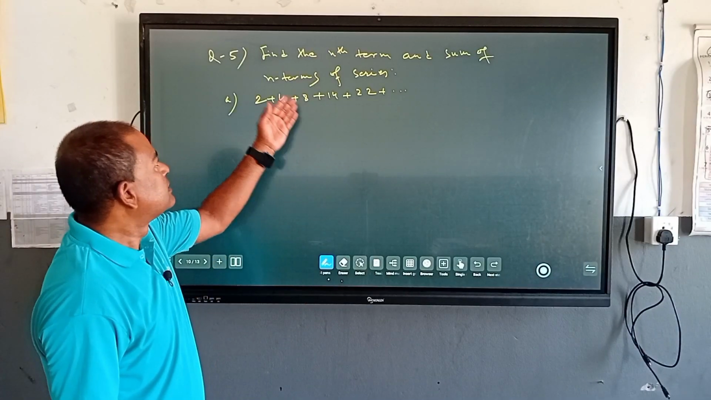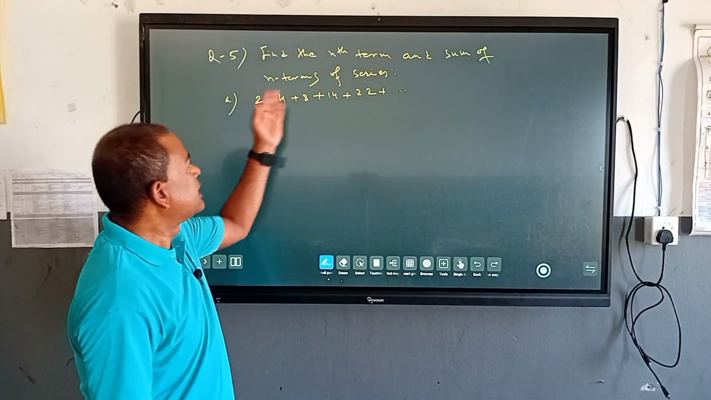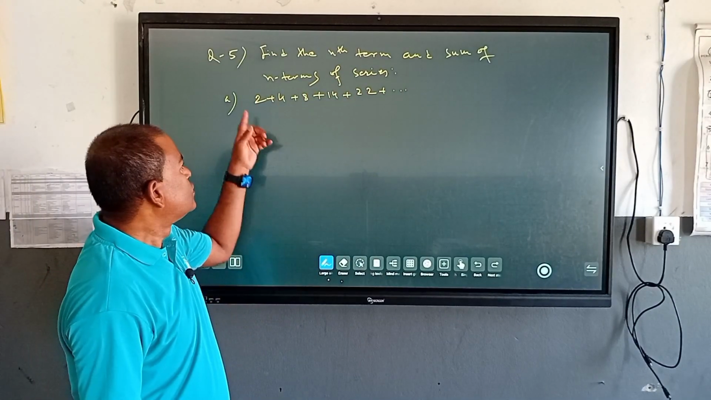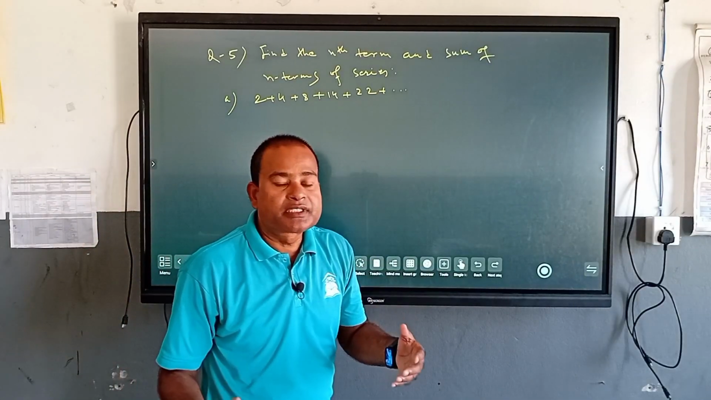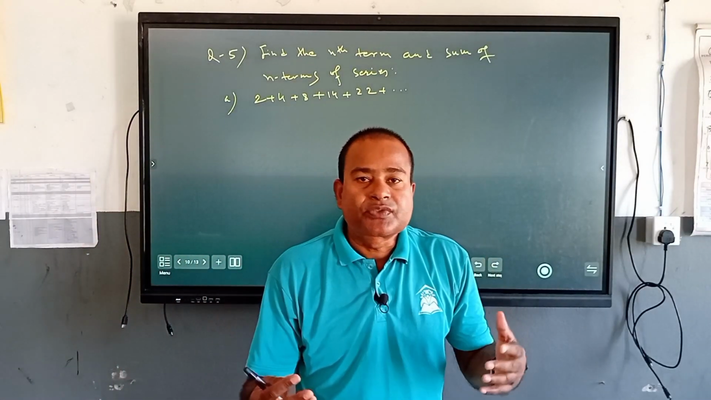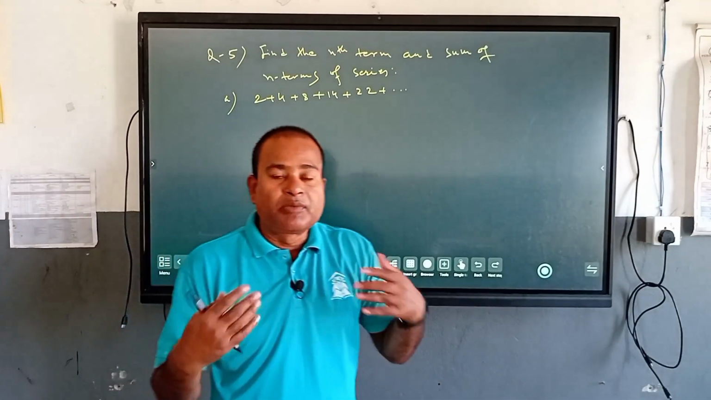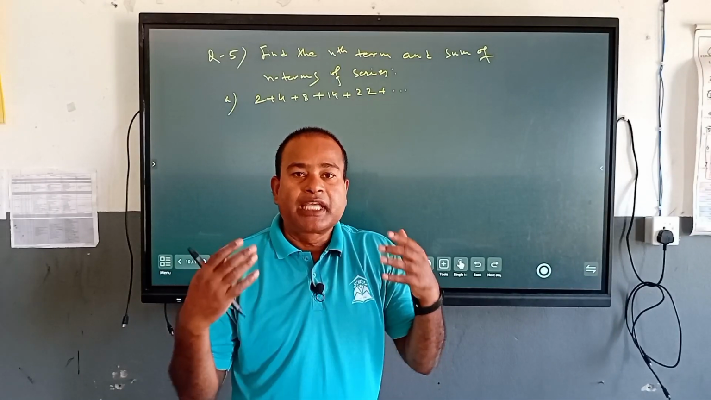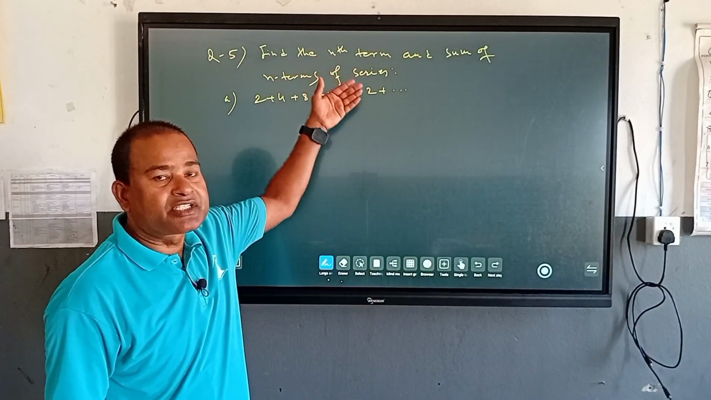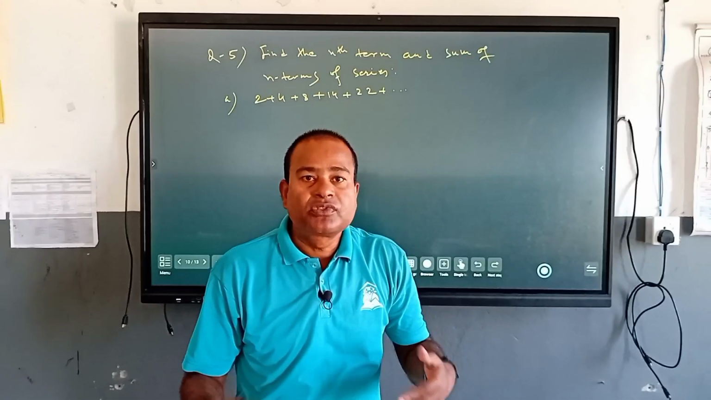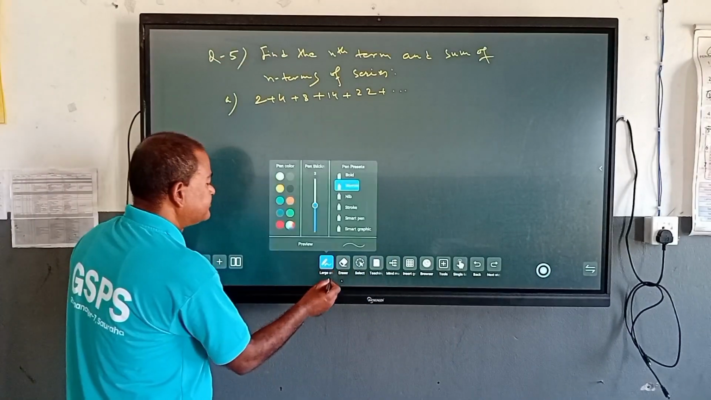Dear students, the question is: find the nth term and sum of n terms of the series 2 + 4 + 8 + 14 + 22 + .... In this question we are given a series involving natural numbers and we have to find the general term, that means the nth term, and the sum to n terms of the series. So let's start.